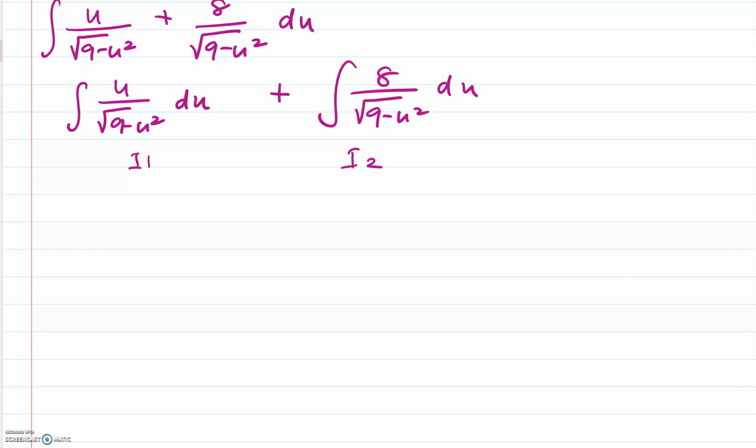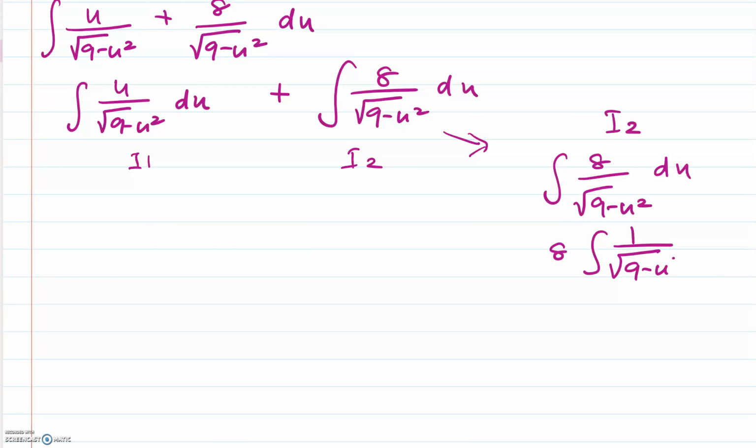Okay. Integral 2 is a ready-to-apply formula. I will put integral 2 here. Integral 2 is 8 over square root of 9 minus u squared du. We can pull the 8 outside, and 1 over square root of 9 minus u squared du. So this is our arc sine formula. The next step is just applying the arc sine formula. Arc sine is 1 by a, where a is the 3 here, arc sine u over 3.